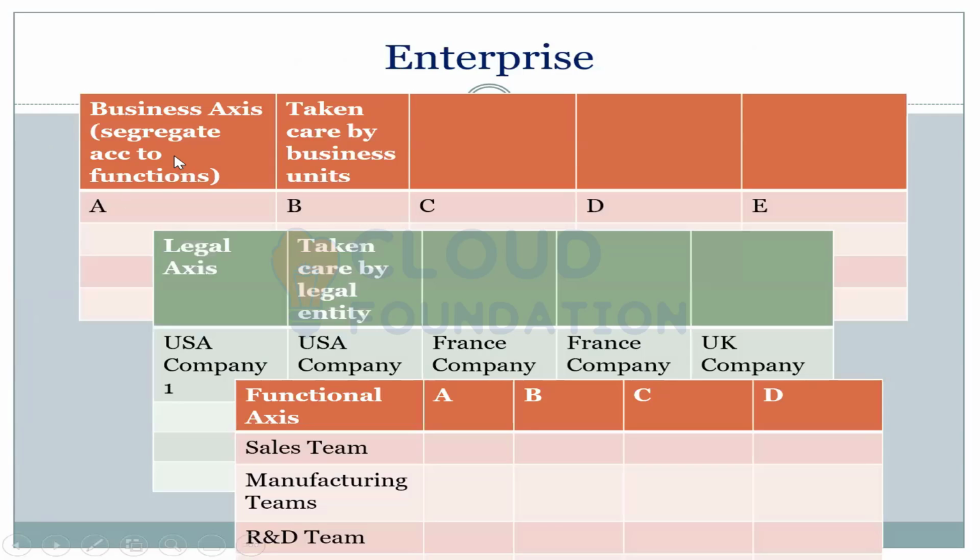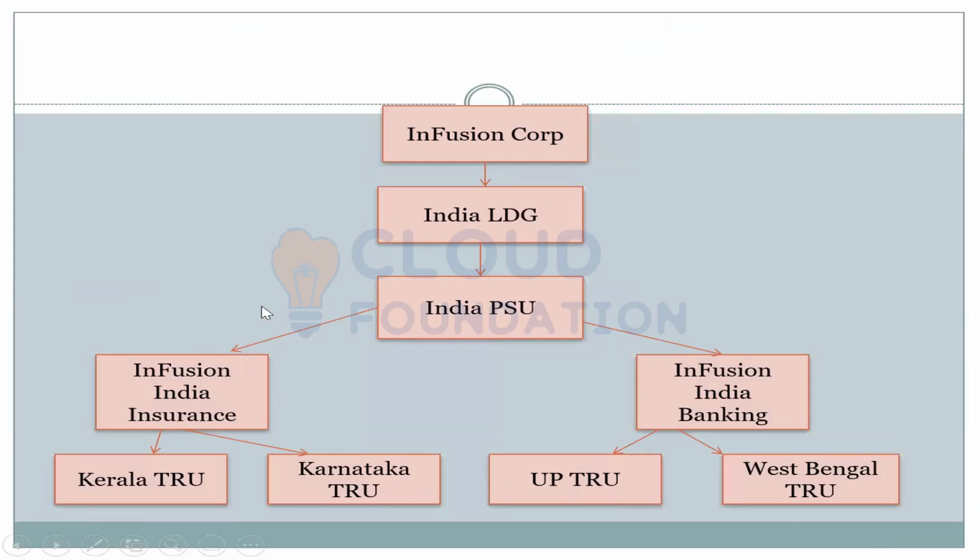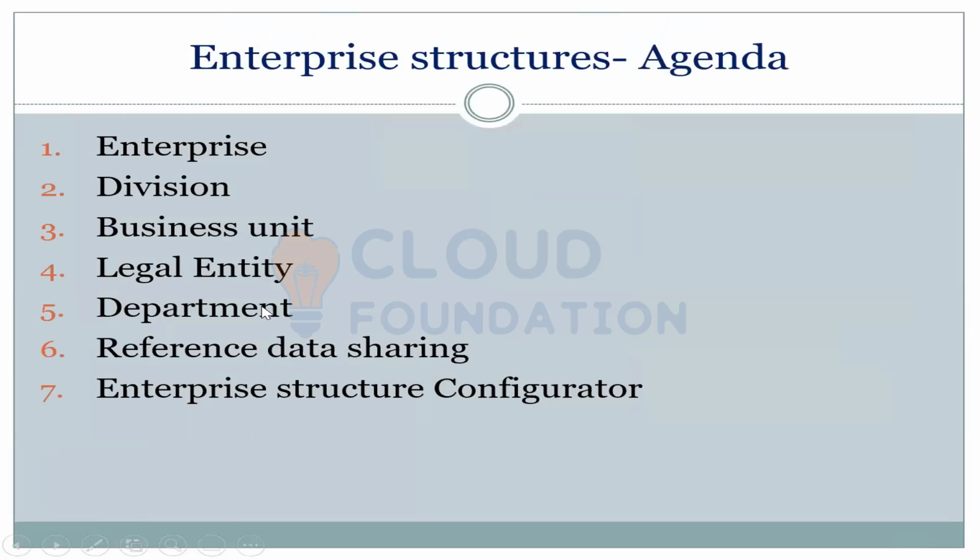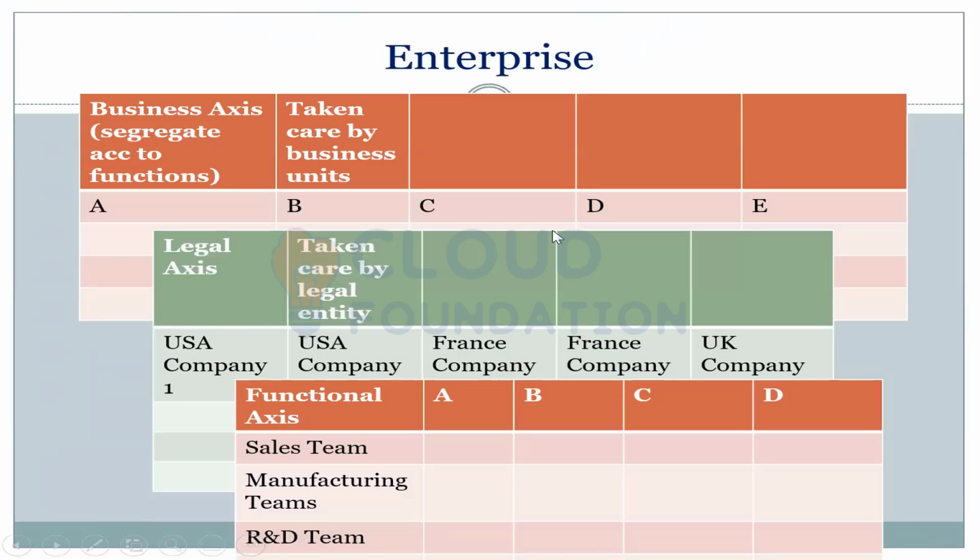Now coming to business access segregated. When we talk about enterprise, first we are going to discuss what is enterprise. Enterprise is business access segregated to functions. We have the business access taken care of by the business units A, B, C, D, E. All these are business operations taking place. That is the highest level of business access.